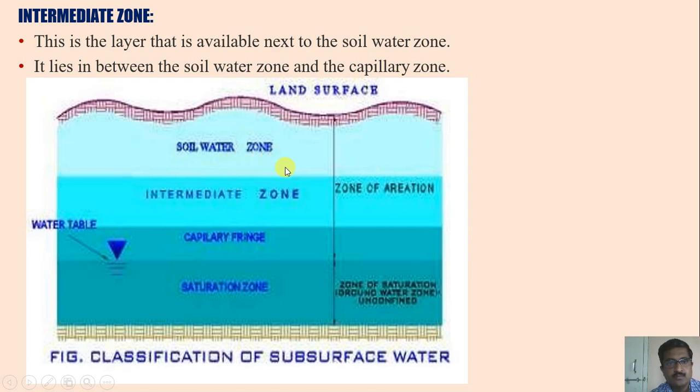So between the soil water zone and the capillary zone, you can find this intermediate zone. Also, two parts have been shown here. From the capillary fringe to the land surface, it is a zone of aeration where the possibility of air can be found, and below the capillary fringe the saturation zone is there, where there is no scope for air. Remember, it is totally saturated.